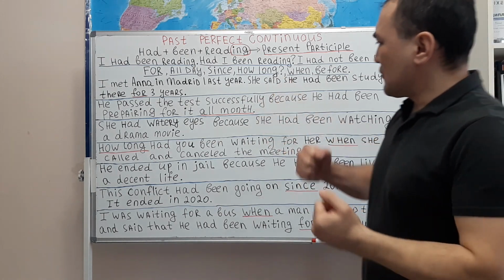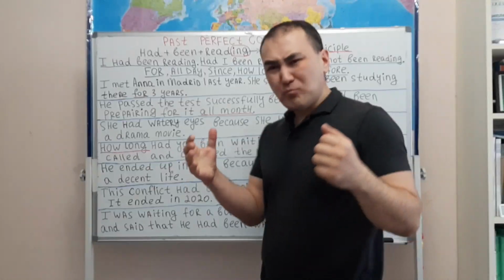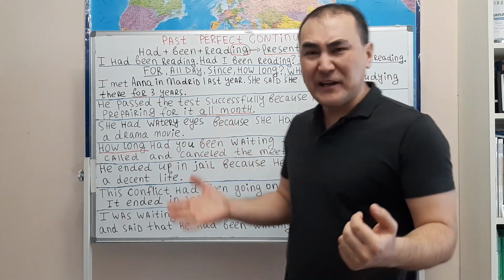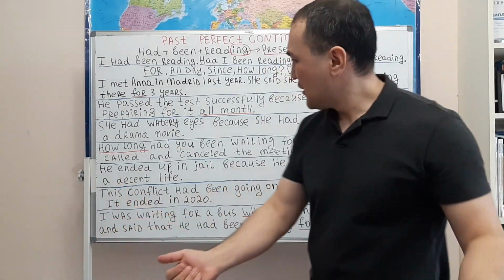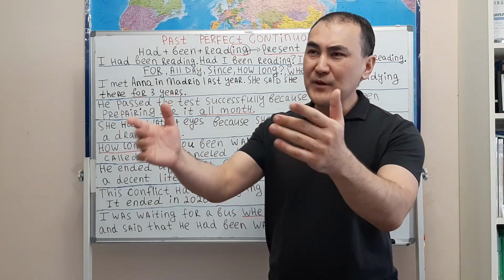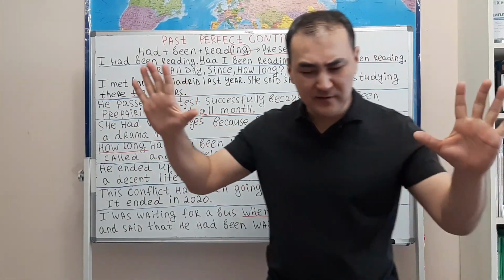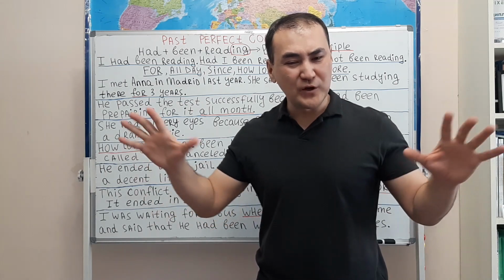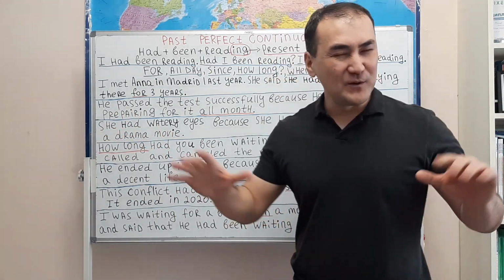To make it more clear for you guys, let's check it out with present perfect continuous. For example: oh my God, what happened to you? You have watery eyes. What happened? No, it's no problem. I've been watching a drama movie.